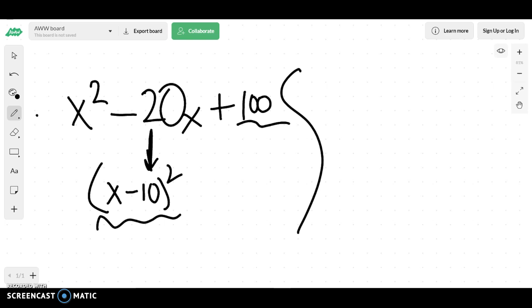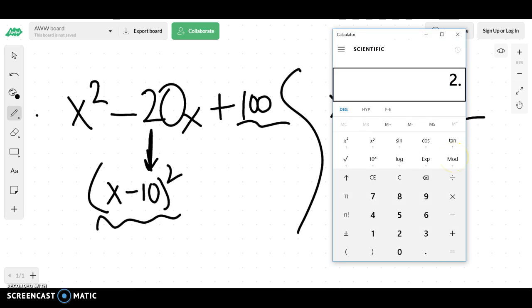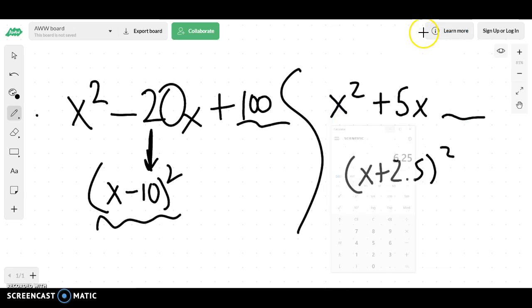Let's see what would happen if we got a decimal. So we might get x squared plus 5x, and then we have the blank there. Well, again, we would take half of that, which is 2.5, and then you just have to do 2.5 squared on your calculator, which is 6.25. So you can always find these perfect squares. Use this information to help you watch the completing the square video and do the problems.